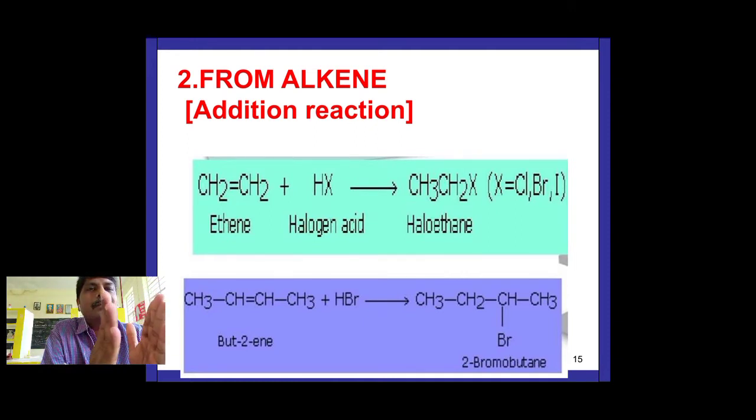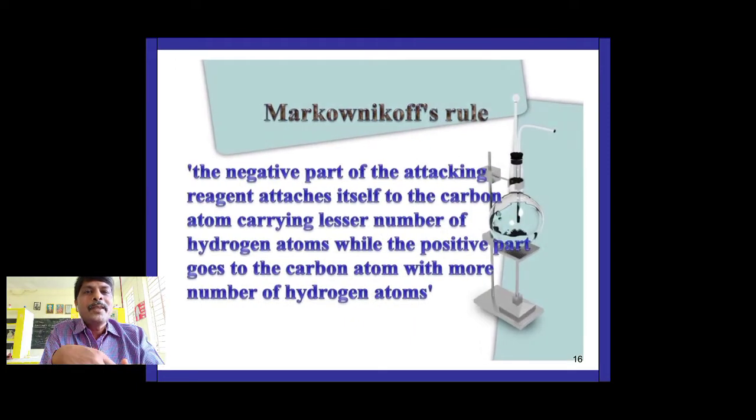You cut the double bond in ethene, you will get CH2. Next also double bond, both sides equal groups are there. So these are symmetrical alkenes. In symmetrical alkenes, always you will get only one type of product. If it is unsymmetrical alkene, you can get 2 types of products. One is major product, another one is minor product.